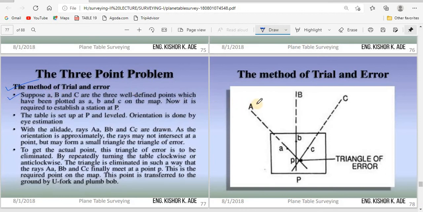Suppose A, B and C are the three well-defined points which are to be established. A, B, C have already been marked on the ground. Okay, now the table has been set up and leveled at P.